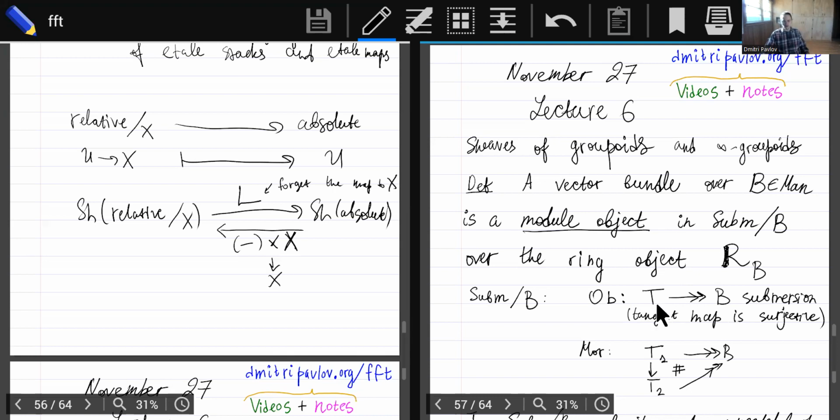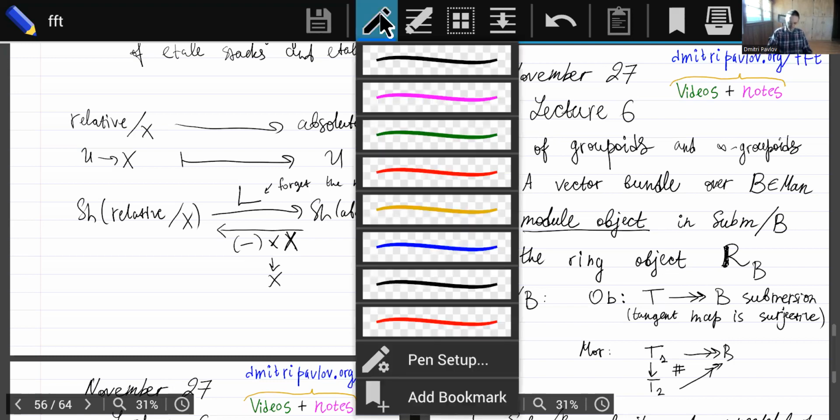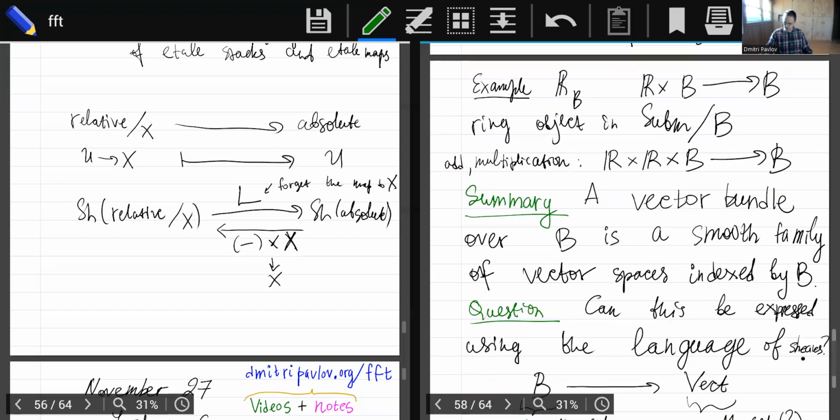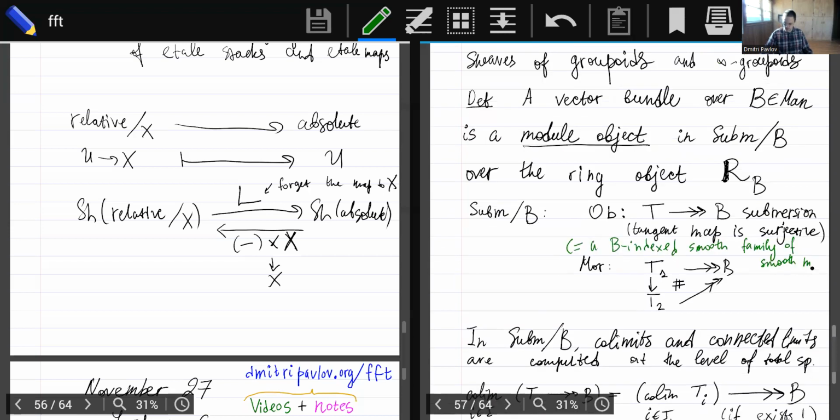And a good way to think about a submersion is that it is basically a way to formalize the idea of a smooth family. In this case, the smooth family will be indexed by the smooth manifold B, a smooth family of smooth manifolds. Maybe I can even write it down. So that's basically a B-indexed smooth family of smooth manifolds. And morphisms will be simply commutative triangles.